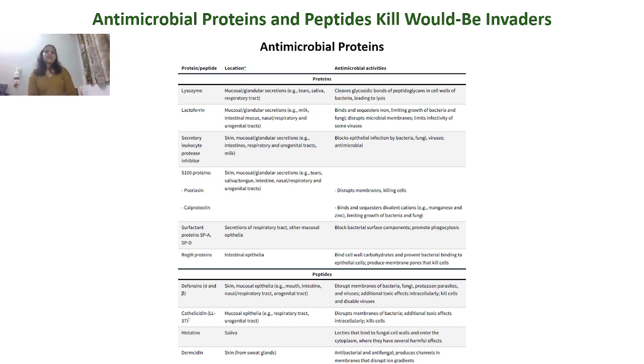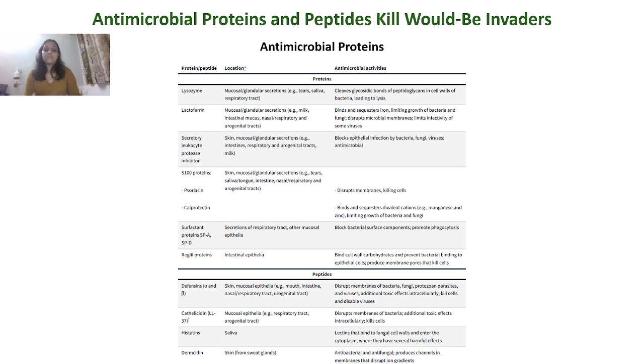So these are the antimicrobial proteins. And what are the peptides? I hope you all know the difference between proteins and peptides. Peptides are smaller, but proteins are larger. When peptides join together, they form large proteins, but peptides are smaller in size.